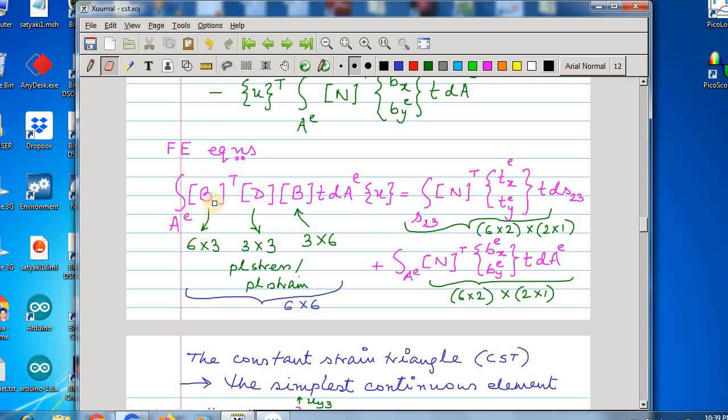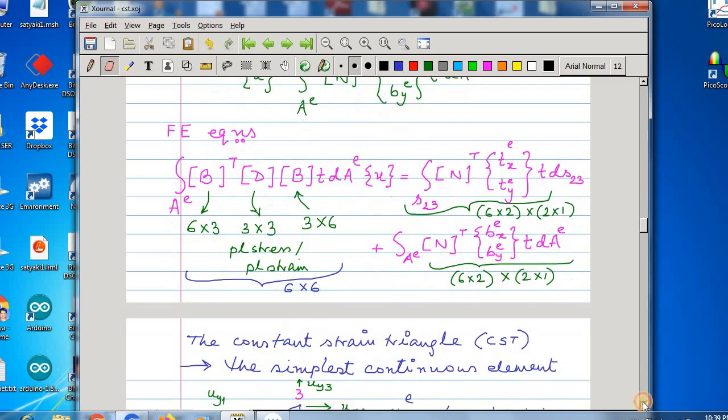So this B is a 3 into 6 matrix, so B transpose is 6 into 3, this D is 3 into 3, and this B is 3 into 6, and here this is 6 into 2, 2 into 1, so ultimately 6 into 1. Again it is for a triangular element. If you consider quadrilateral elements, then the 6 has to be replaced by 8, and you get the finite element equations.